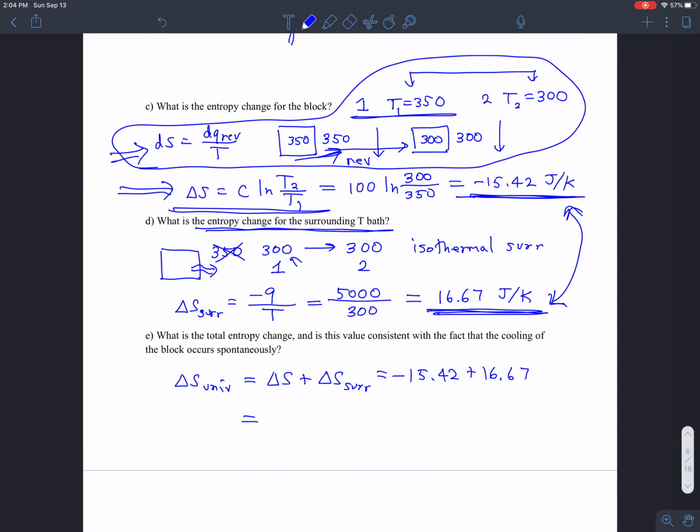plus 1.25 joules per degree Kelvin. So the total entropy change of the universe in this case was not 0, and it wasn't negative. It's positive. What does that mean? It means that this should be a spontaneous process. And that's a check. That's something we should have known right from the get-go, right?